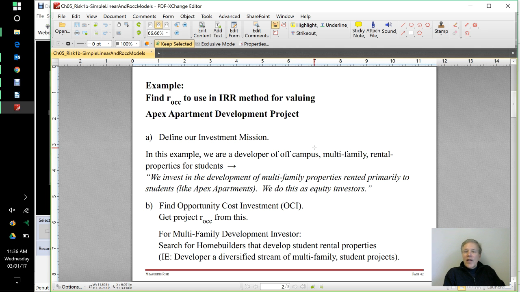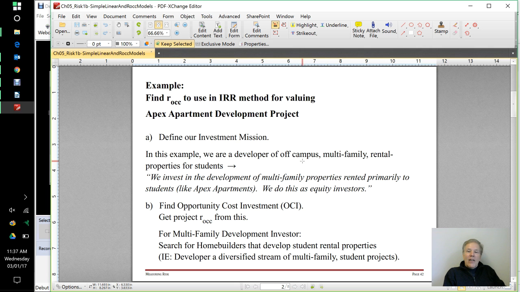Okay, so the first thing we've got to do to get our opportunity cost of capital is to define our investment mission. So in this example, we're going to pretend that we're CAG, and CAG is a developer of off-campus multifamily rental properties for students. So CAG would say something like, we invest in the development of multifamily properties rented primarily to students. We do this as equity investors, so we're the sponsor. We put our own money into this and we take out loans as appropriate.